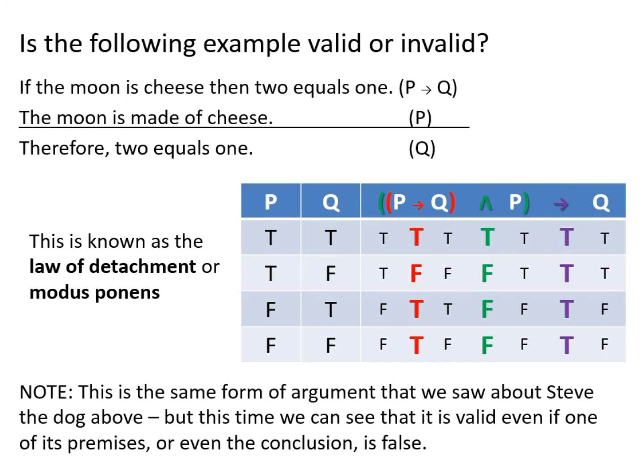But the thing is, in this case, the premises are false. So even if your argument, your logic, is valid, that doesn't mean that the premises you are using are automatically true. However, this line of logic is valid, even though the premises we're putting in are false. The moon is not made of cheese, and 2 does not equal 1. In this case, the conclusion is also false. So, despite being false in almost every way, it is nonetheless a valid argument.